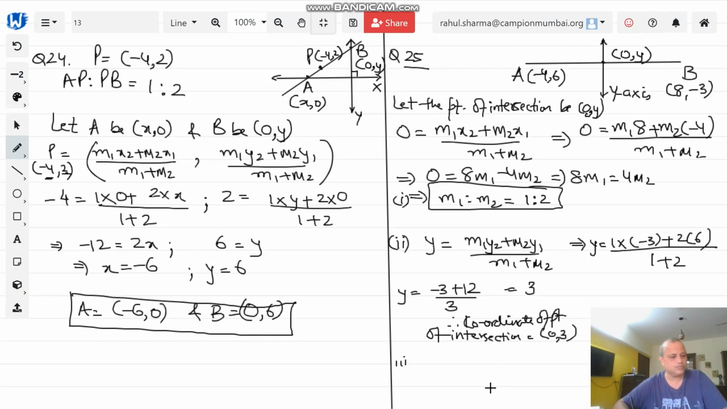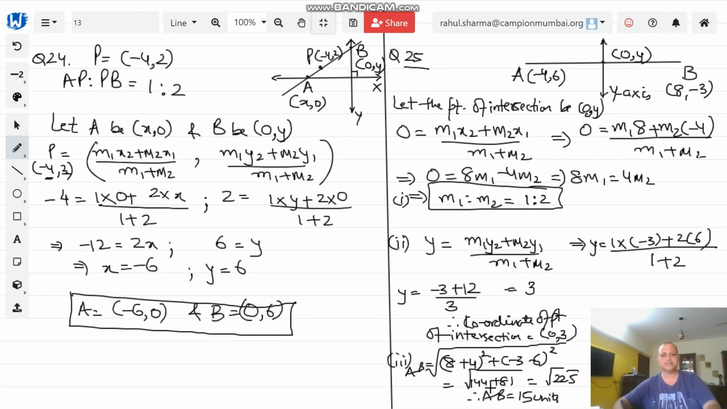So again, we use the distance formula. AB is, okay, so 8 minus negative 4, that's 8 plus 4, whole square, plus negative 3 minus 6, whole square, the square root of which. So AB is equal to the square root of 12 square plus 9 square, which is 144 plus 81, which means root of 225. Therefore, AB is equal to 15 units. Perfect. That finishes this exercise for us.